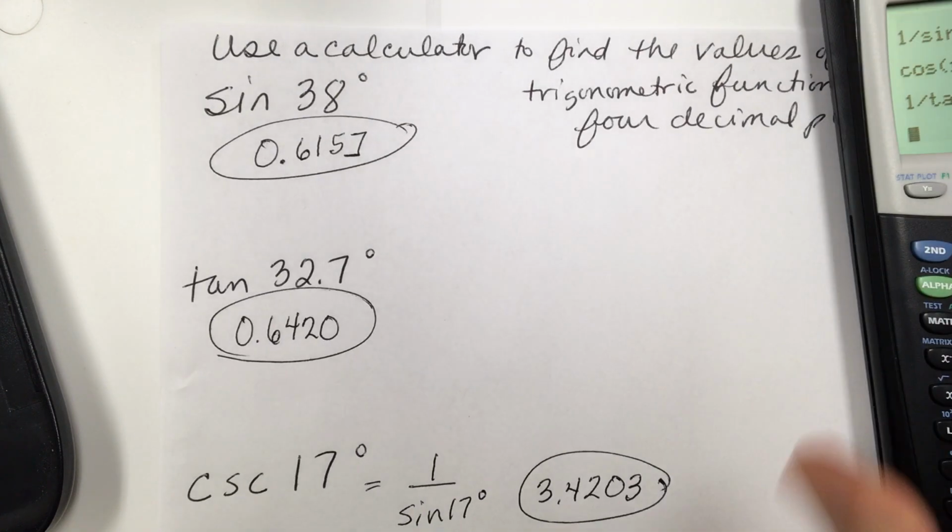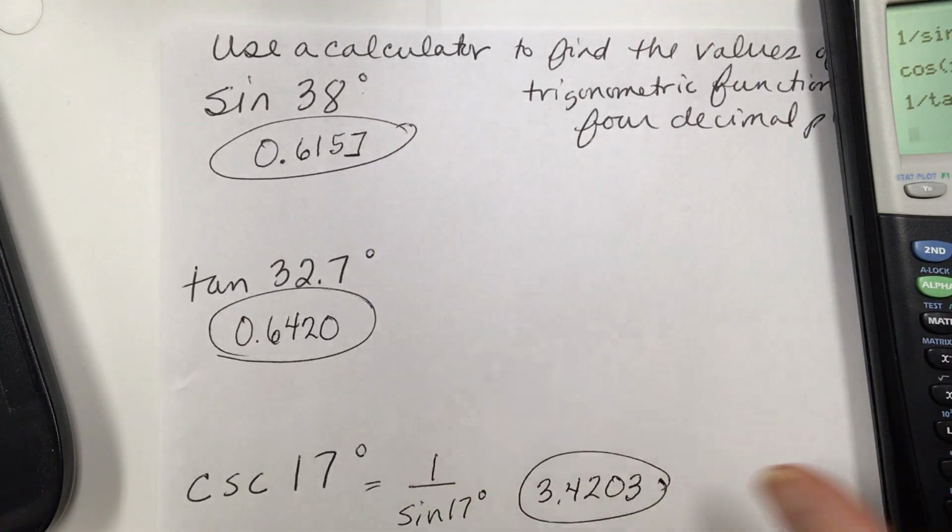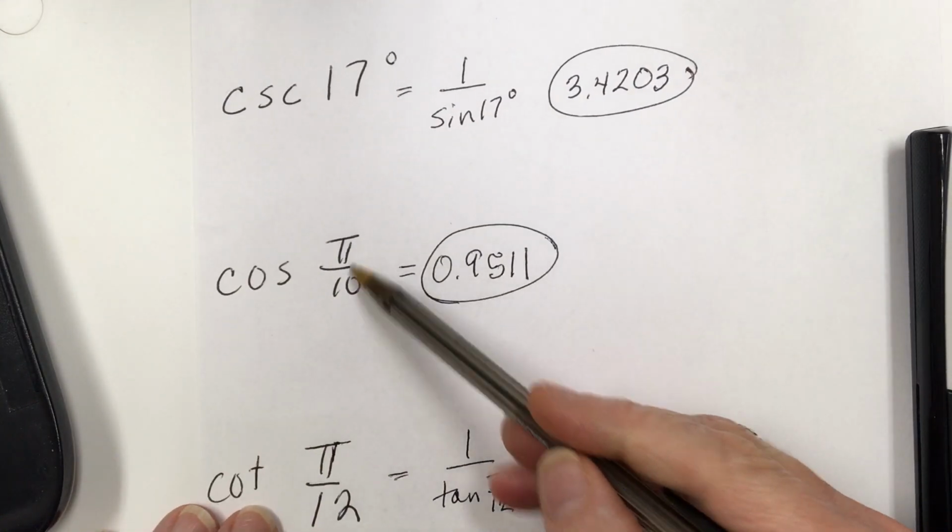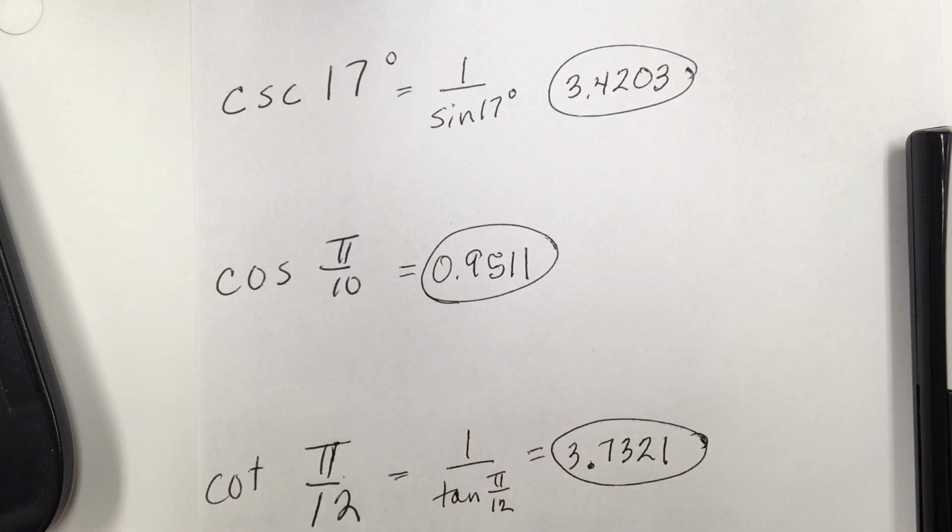Remember, if you're in degrees, make sure you're in degrees on your calculator. If you're in radians, where you see pi, you'll need to use radians on your calculator.